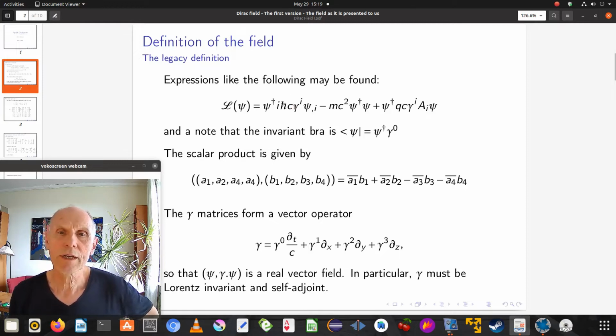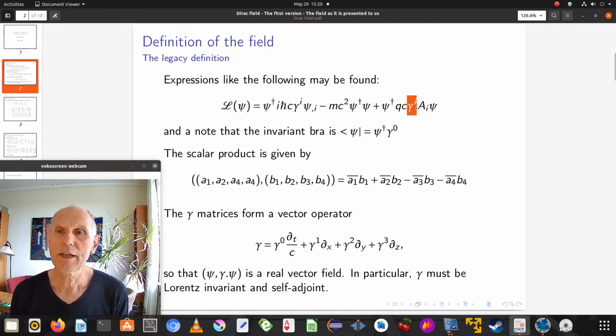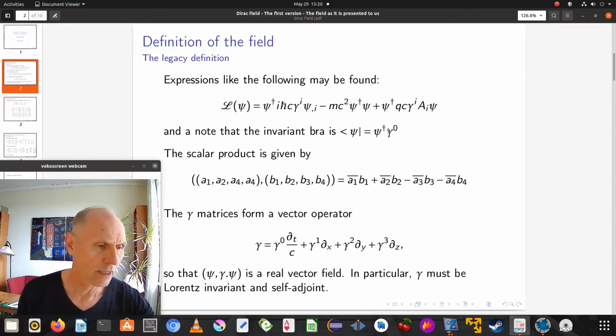Then they have the gamma, which is a vector of 4 by 4 matrices. And it's apparent here that they form a vector because this is the usual coupling between the gauge field or the electromagnetic field and a vector field. The next thing we find is a note that the invariant bra is this or something to that effect.